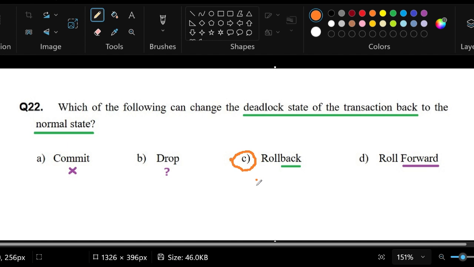So these two are not going to be the correct answer. Now, if we are left with C or D, then roll forward doesn't seem to make much sense because what we want is to return, to go back to the normal state, and therefore rollback would be the likely answer.